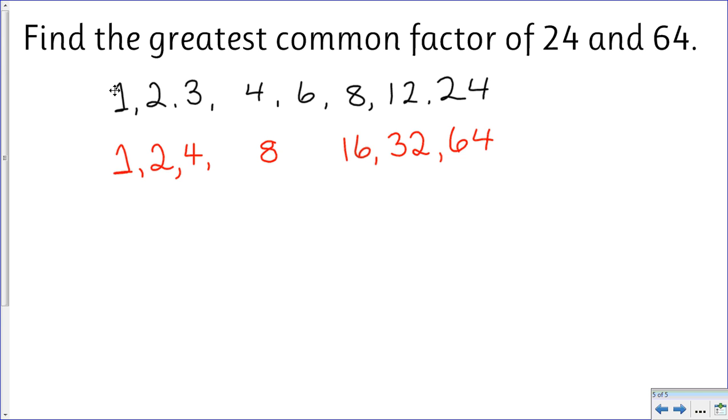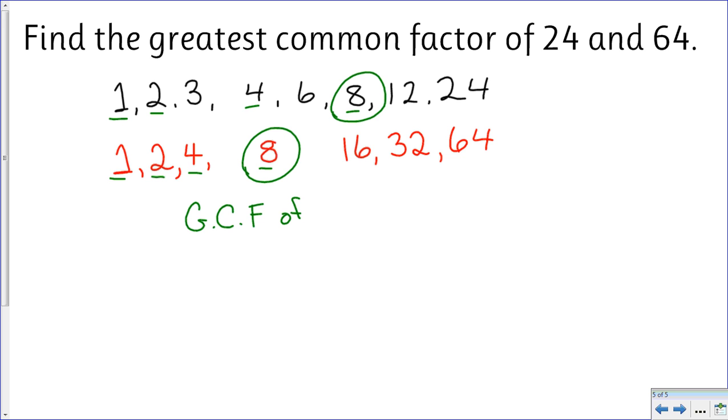If we look at the list of common factors, we find 1, 2, 4, and 8 are common factors. So the greatest common factor would be 8. So the greatest common factor of 24 and 64 is the number 8.